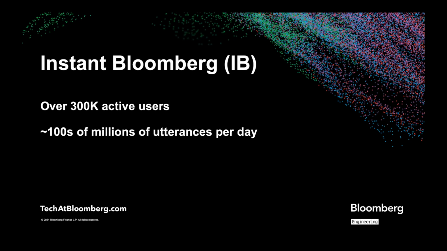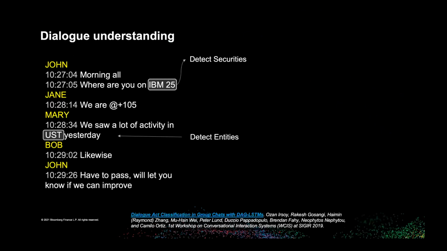And what's interesting from an NLP perspective is that these dialogues are very rich. They have a lot of pieces going on, and there are a lot of ways that you can extract very deep levels of information from these dialogues. So I'm going to go through a little bit of the system that the team built for Instant Bloomberg, and this is work from a large team that they presented at SIGIR, I guess almost 2 years ago. Ozan Ersoy is the primary author, but there was quite a large team working on it.